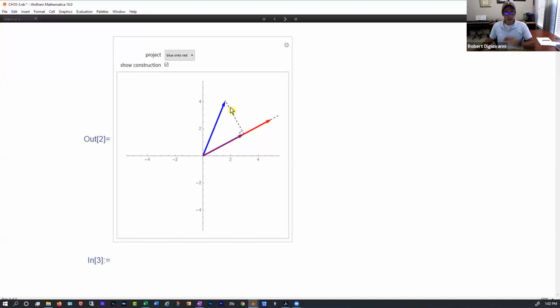We call this a perpendicular projection. It's like we're dropping a line that's perpendicular to the red one from the tip of the blue one, and then you create this purple vector called the vector projection. Now, if I change the length of the red vector, nothing changes in terms of the vector projection. Even if I make the red vector shorter than the purple one, the vector projection is still going to be this purple one.